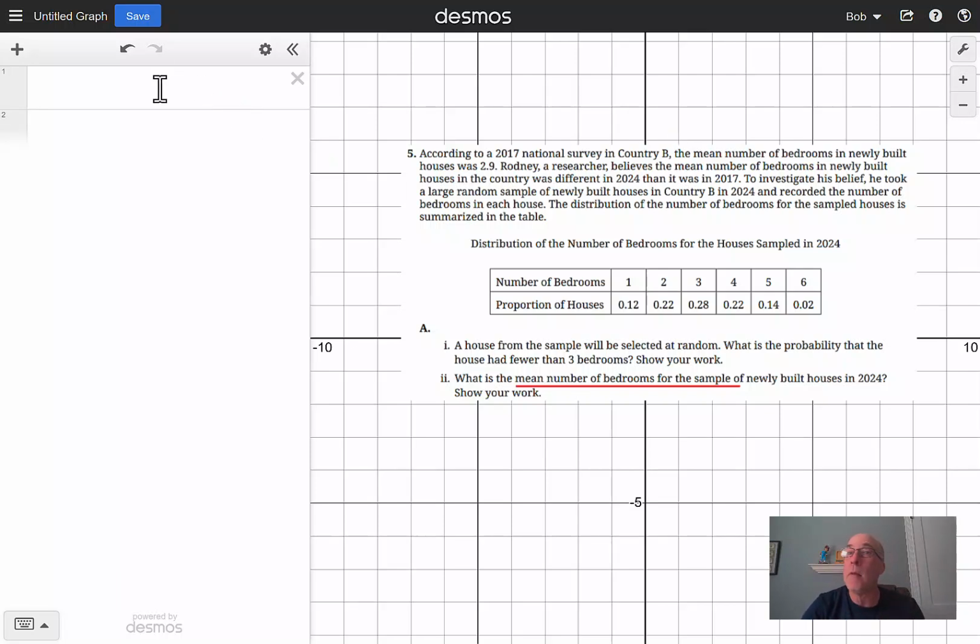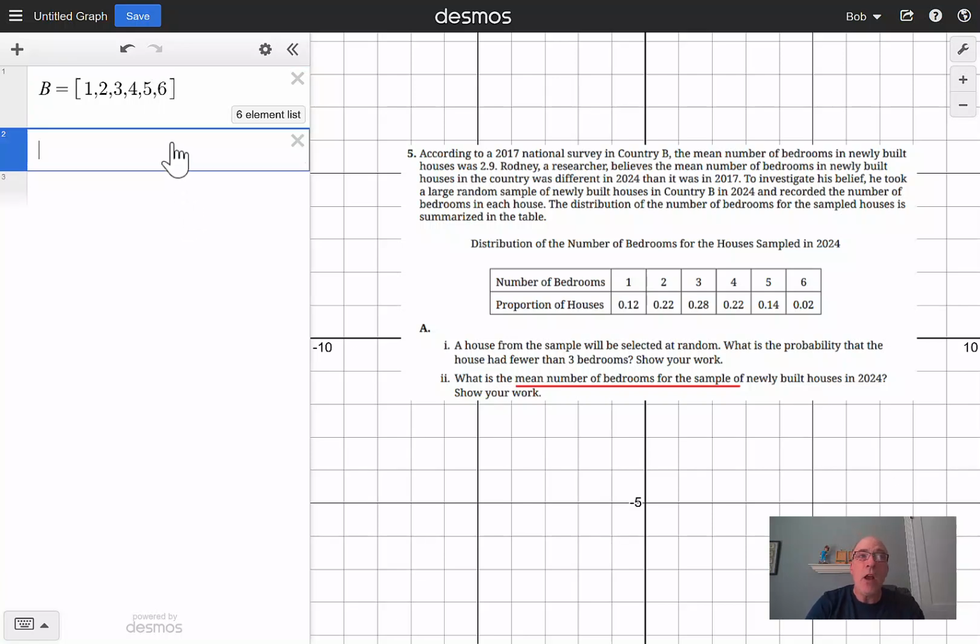But how can we look at a probability distribution here in the Desmos environment? Okay, we're going to look at lists here. You're going to find that lists are very powerful. So I'm going to make two lists. One for bedrooms. I'm going to call that B equals. And we use square braces to make lists. And I have number of bedrooms: 1, 2, 3, 4, 5. It goes up to 6, I believe. Yes, it does. And we also have the proportion.